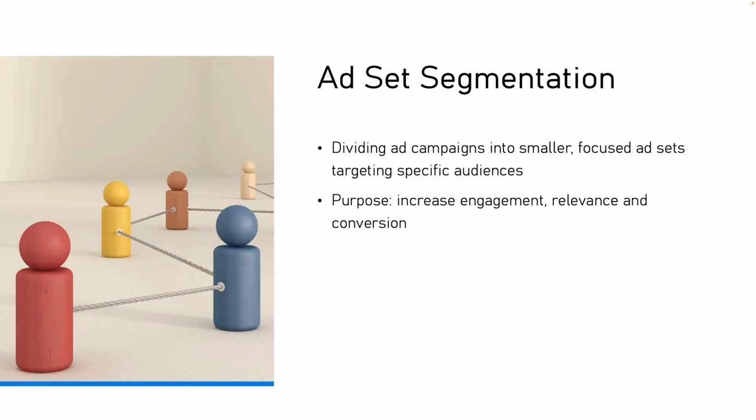The number of variables inside of social media campaigns and advertising platforms allow us to segment our advertising on a variety of different bases. Then we can create customized ads to each ad set. The purpose of this is to increase engagement, relevance, and hopefully conversion. And we're doing this by dividing ad campaigns into smaller, more focused ad sets that target specific audiences. We can use that, like I said, to create customized ads for each ad set.